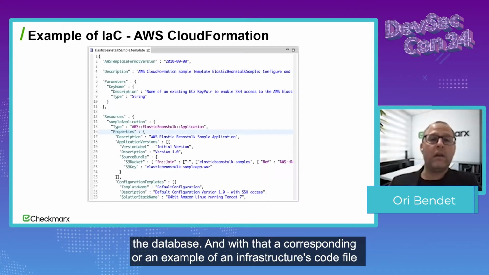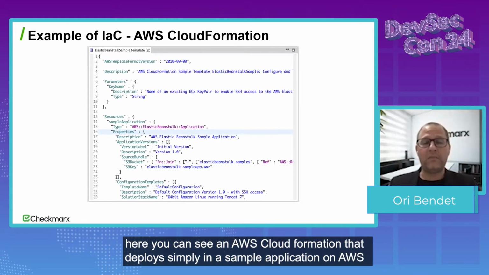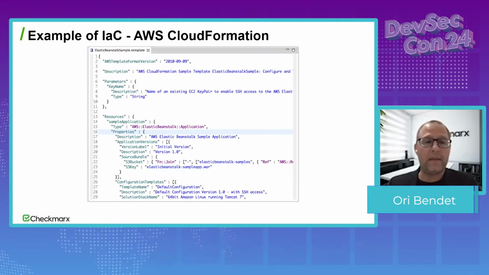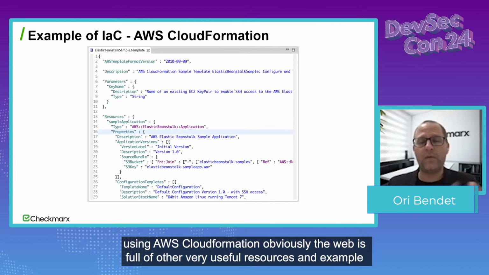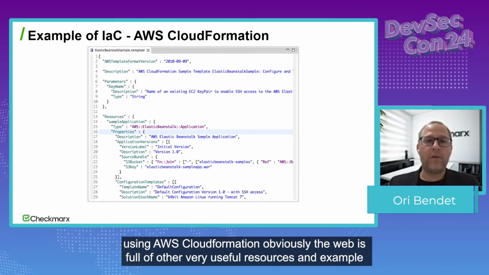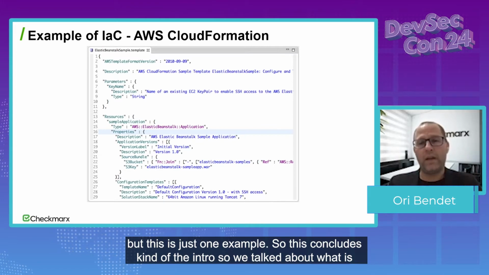And with that, a corresponding example of an infrastructure as code file. Here you can see an AWS CloudFormation template that simply deploys a sample application on AWS. Obviously, the web is full of other very useful resources and examples, but this is just one example.